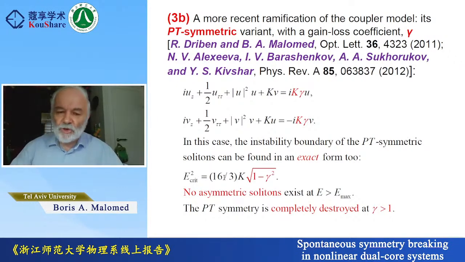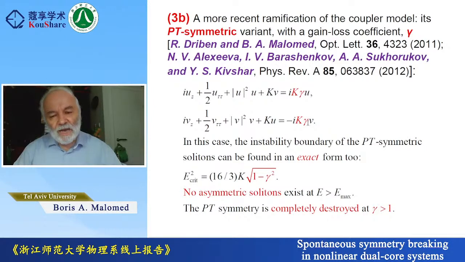Now, if we introduce gamma, we see that the critical energy above which the soliton becomes unstable becomes smaller, because this factor is smaller than 1. Still, in spite of the presence of the gain and loss, we still have the stability region, provided that gamma is smaller than 1. What does it mean, physically speaking, if gamma is larger than 1? It means that eventually the gain and loss factors become stronger than the linear coupling. So as long as the linear coupling is stronger, we still have some stability region.